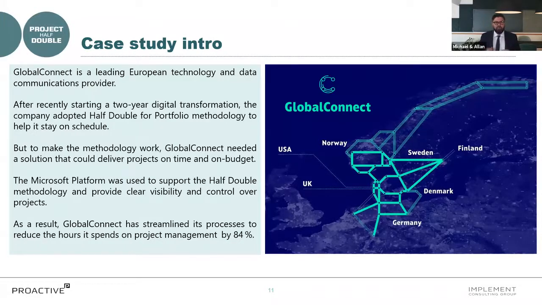And that solution was the one we used to support the entire Half Double for Portfolio methodology and provide clear visibility and control over the GlobalConnect projects. As a result, GlobalConnect is able today to streamline its processes and reduce the hours spent on the project management side by 84%. Yes, that's incredible. So let's see how they did that.